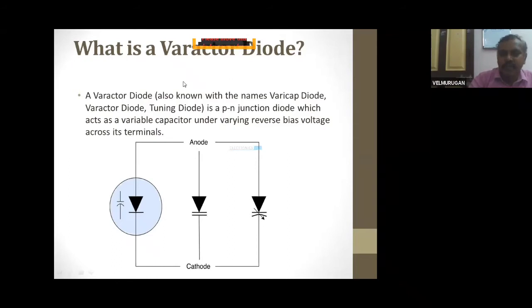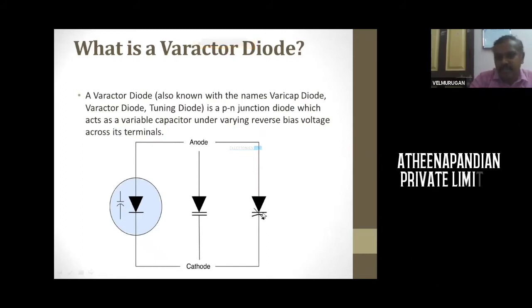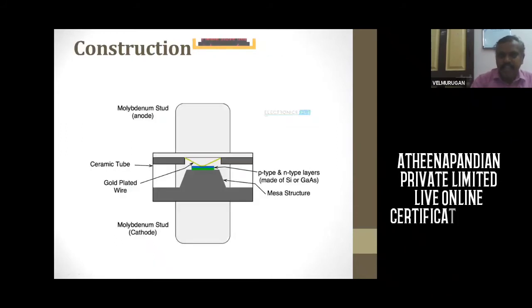Now see the function. It is a PN junction diode which acts as a variable capacitor under varying reverse bias voltage across the terminals. There is a reverse bias voltage across the terminals of the PN junction diode. So this is the symbol. Next, come to the construction.